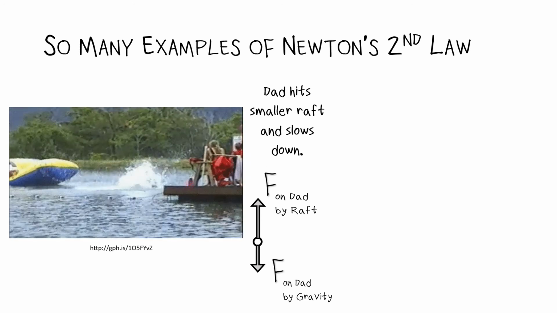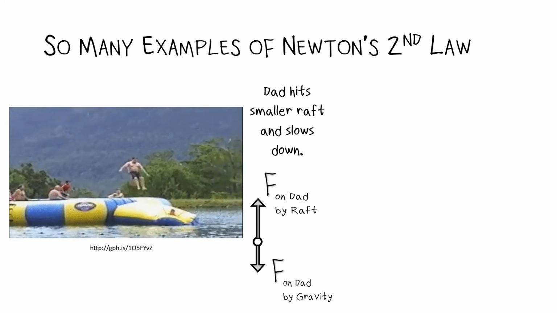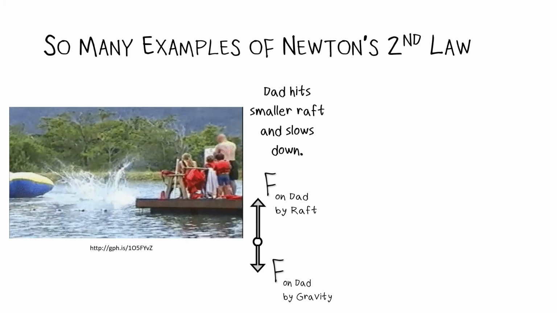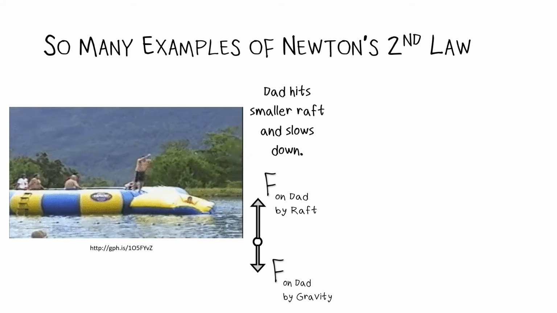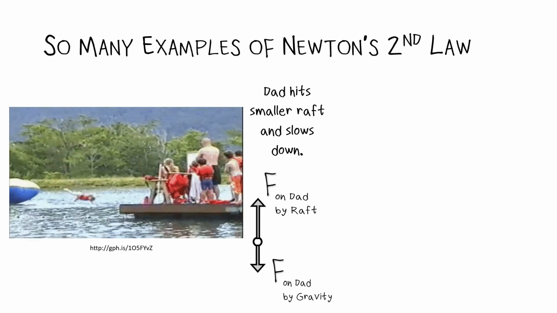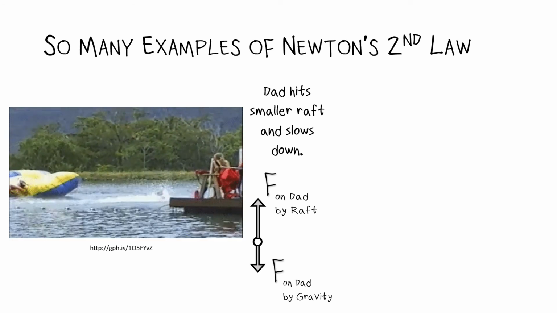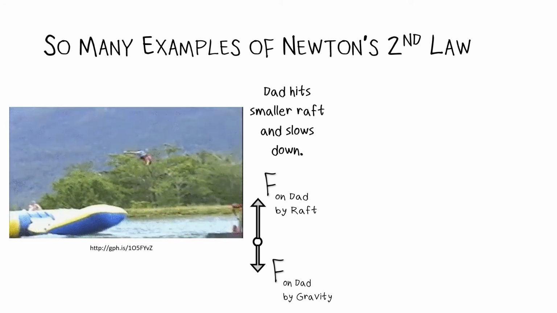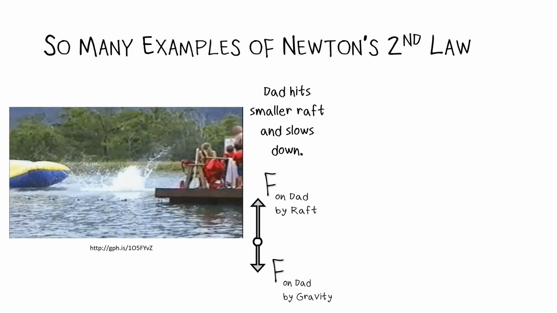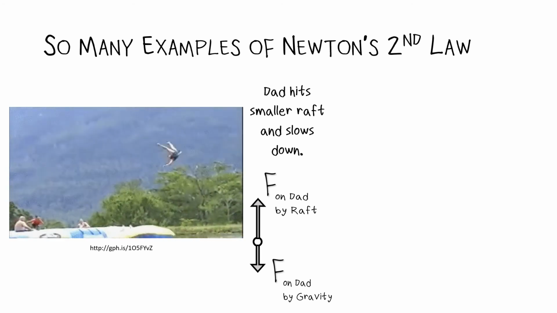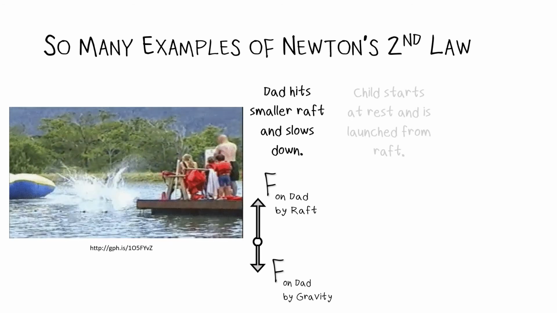The dad has a force acting up on him by the raft. The dad has a force acting down on him by gravity, but you can see I did not draw those arrows the same length. The force up on the dad is larger than the force down on the dad. So therefore, there's a net unbalanced force acting upwards, and so that's the acceleration on the dad. We mentioned in an earlier lesson that when the acceleration acts in a different direction than the velocity, that means you're going to slow down. So the dad is moving downward when he impacts the raft, but he has an upward net force and upward acceleration. So he's going to slow down, and as he hits the raft, he comes to a stop.